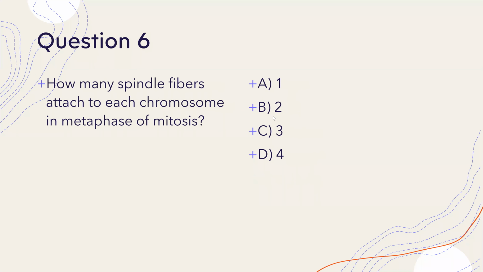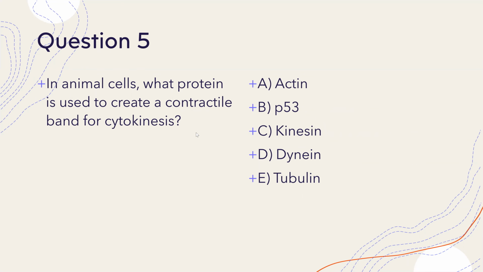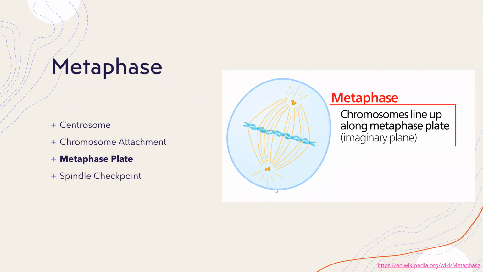All right, and then the next one is astrofibers. Astrofibers, to go back and use an example, are the ones here that you see between the centrosome and the cell membrane closest to them. And what they do is they basically attach the centrosome to the cell membrane to anchor the cell when they perform things like realignment of the chromosomes.